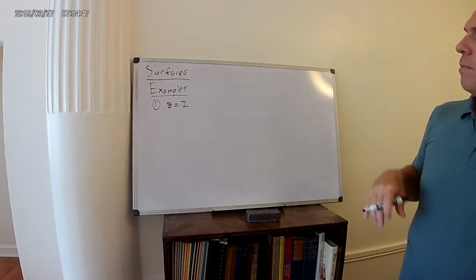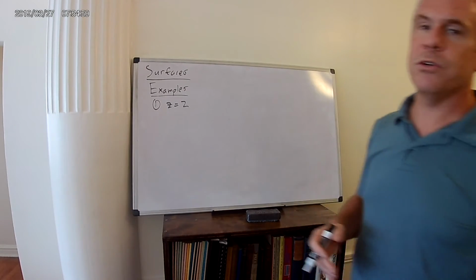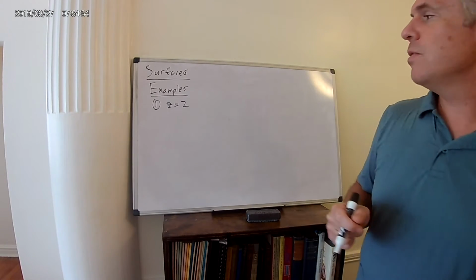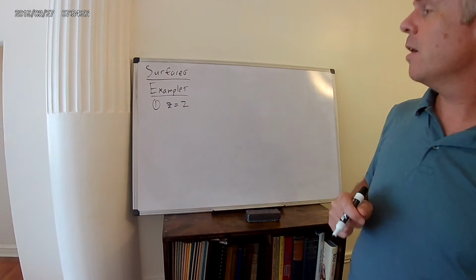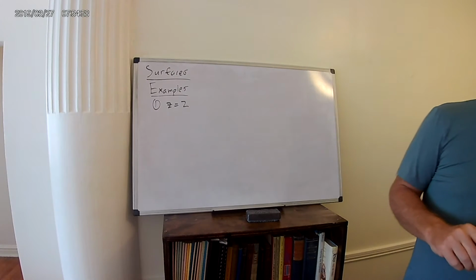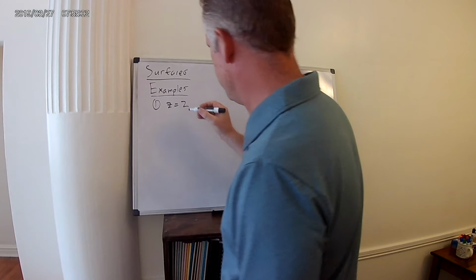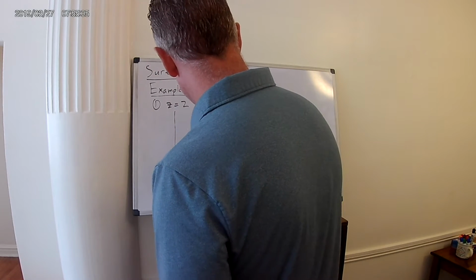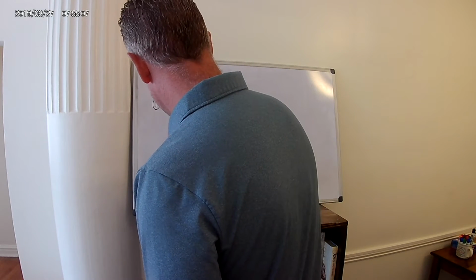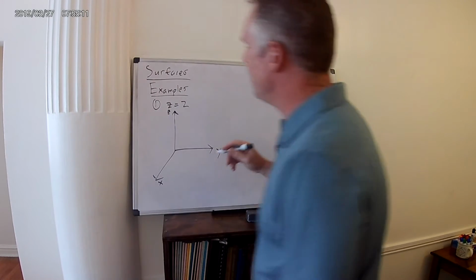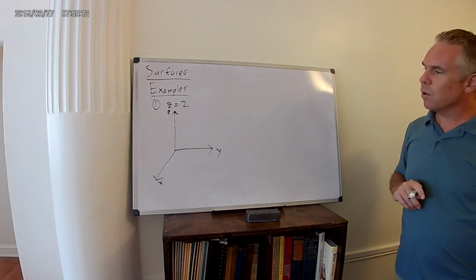Let's say you're specified that z equals 2 and x and y are not specified at all. What this means is x and y can be anything we feel like. So the only restriction is that z equals 2. What kind of surface does this define? Well, let's draw our 3D coordinate system. We can have any x, y, and z is forced to be 2.